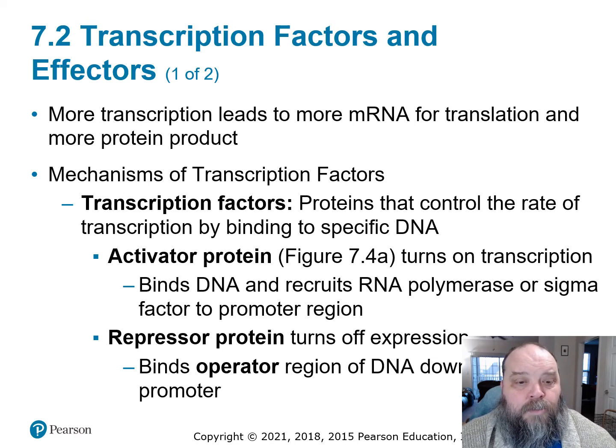Chapter 7, Section 2, Transcription Factors and Effectors. Okay, transcription leads to messenger RNA. Messenger RNA is the instructions for how a ribosome should assemble the primary structure of a polypeptide. Well, how do you get the messenger RNA?